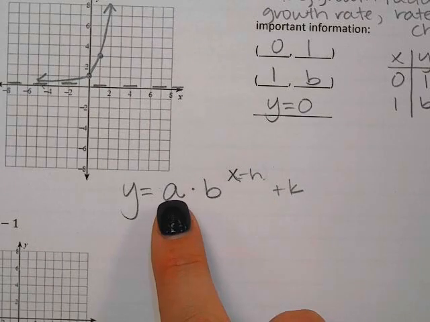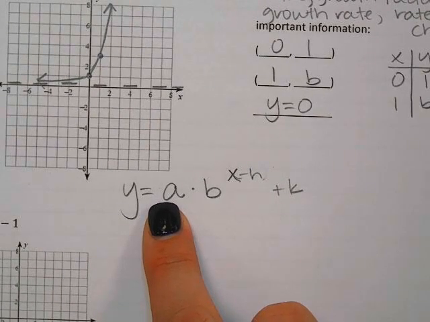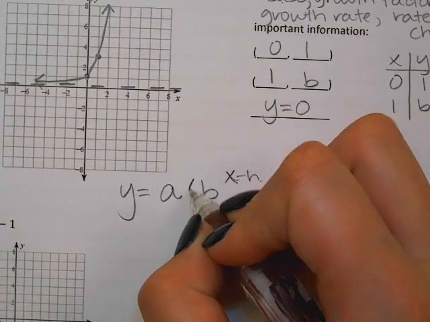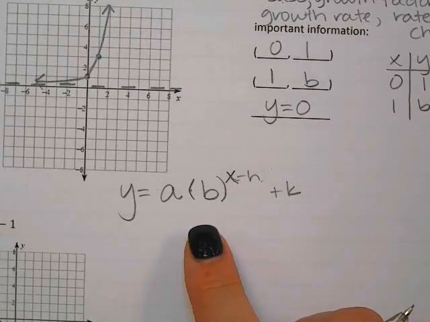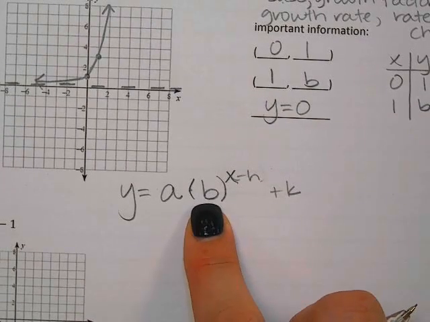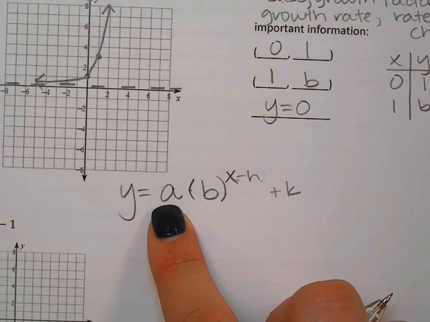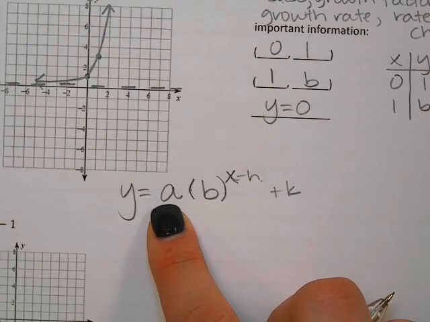Sometimes you'll see the number in the front that would be the stretch or the reflection or the compression. Sometimes you'll see that with a dot in the front. Sometimes you'll see it written like this so that they can show you what the growth rate is that way. Either way, we're going to look for the base of the exponent, and then we're going to look to see if there's something in front, to see if there's something that would be stretching the graph or compressing.